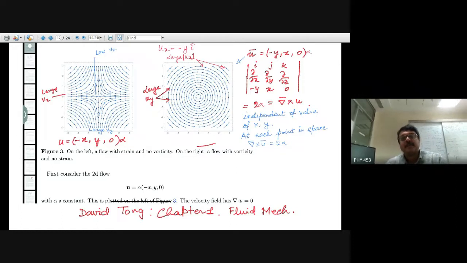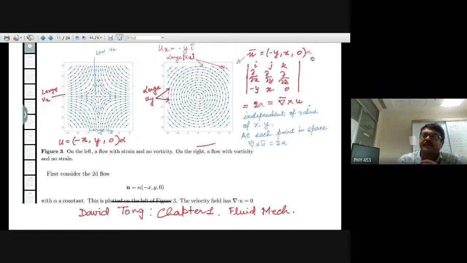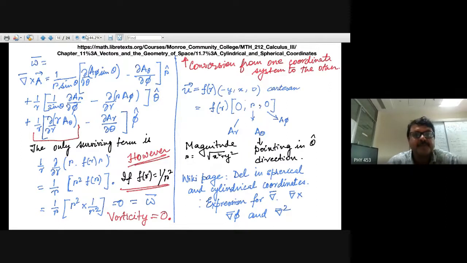Just to give an example of that, suppose this alpha was dependent upon r. What I have written here is just the curl of any vector in spherical coordinates. So for the r hat, you have a derivative with respect to theta and with respect to phi. In the theta hat direction, you have a derivative with respect to phi and r. And in the phi direction, you have a derivative with respect to r and theta.